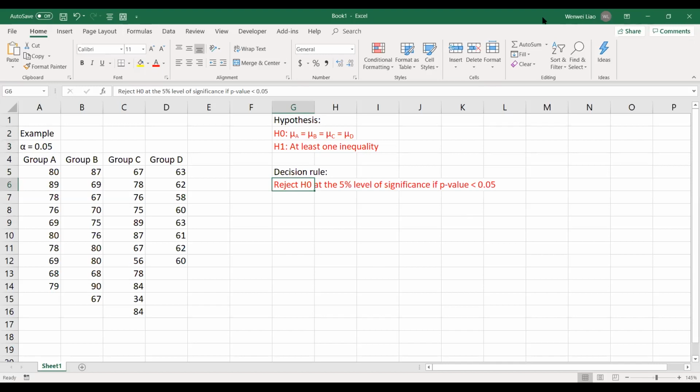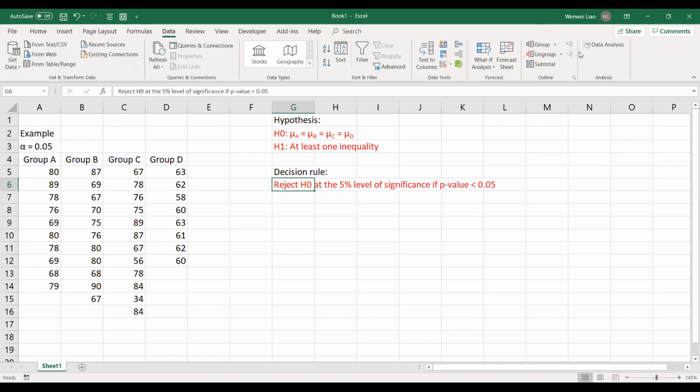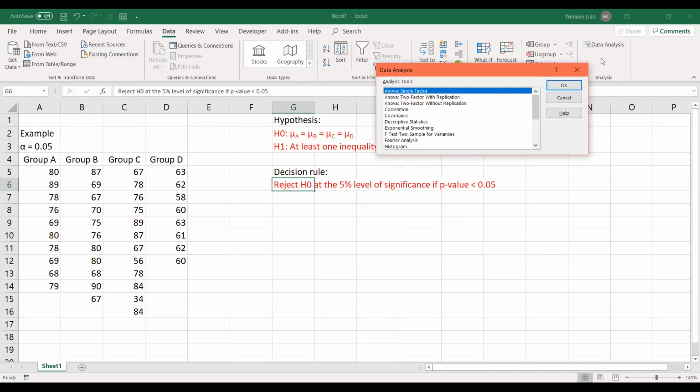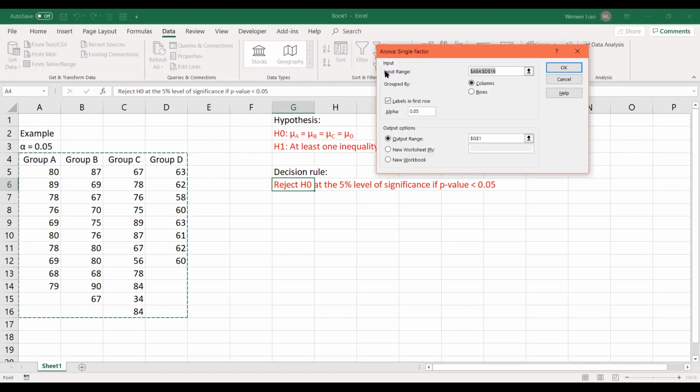So now we are going to do another test using Data Analysis. You can go to data analysis and select ANOVA single factor, and then we can select the data and alpha equals to 0.05, and we set the output range here.